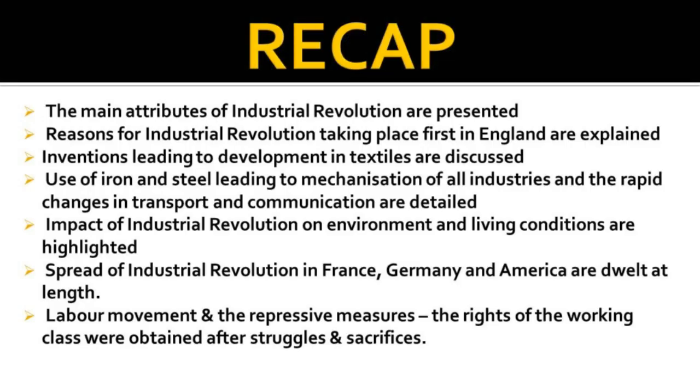Now let me go through a short recap. The main attributes of Industrial Revolution are presented. Reasons for Industrial Revolution taking place first in England are explained. Inventions leading to development in textiles are discussed. Use of iron and steel leading to mechanization of all industries and the rapid changes in transport and communication are detailed. Impact of Industrial Revolution on environment and living conditions are highlighted.